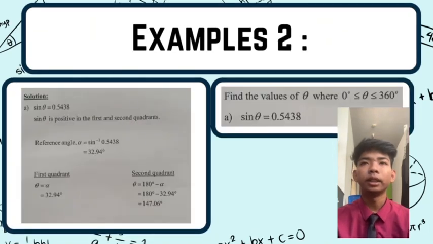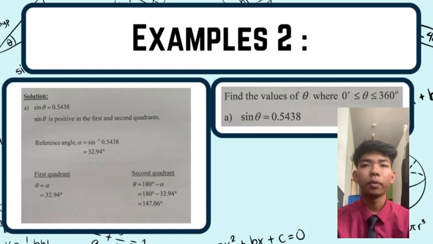Second example is sine theta equals to 0.5438. As we know, sine theta is positive in the first and second quadrant. First step, we need to find reference angle. So, reference angle equals to inverse sine 0.5438. The answer is 32.94 degree.